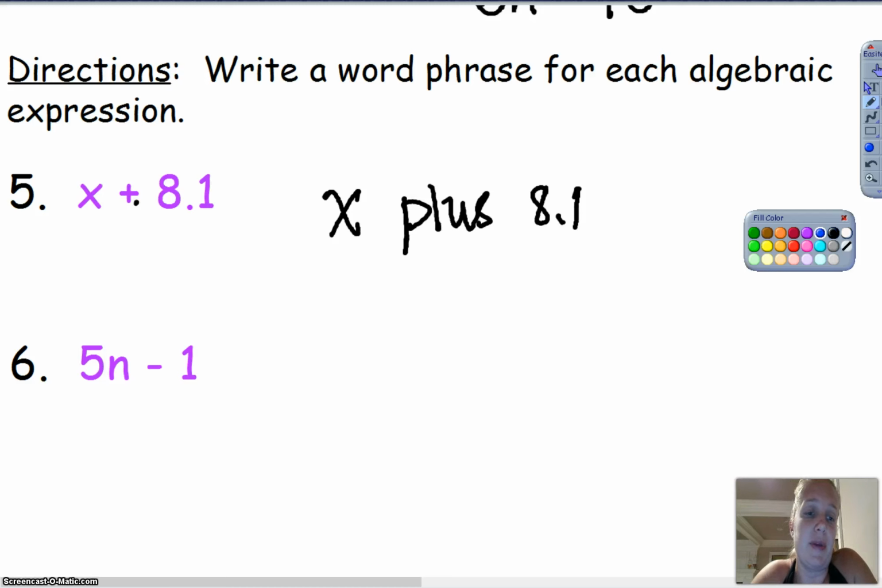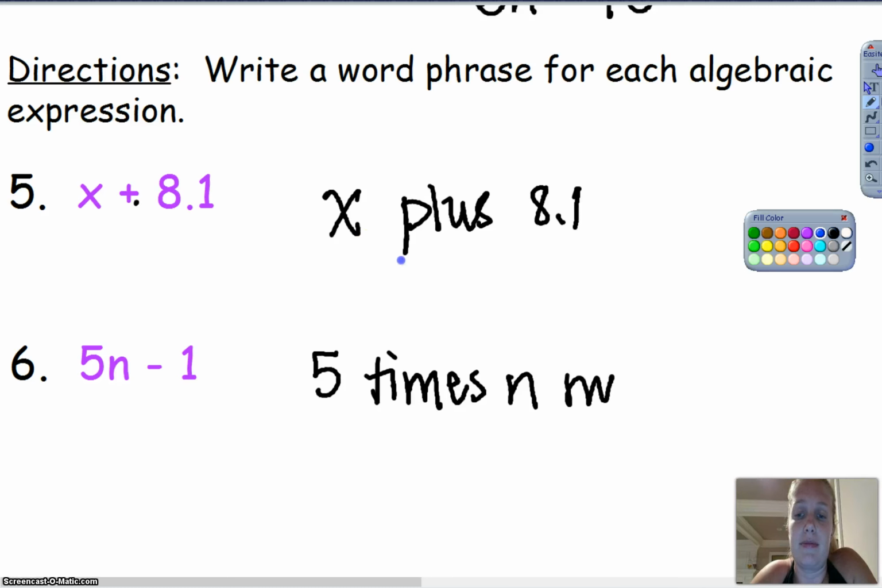Okay, next one, number 6, 5n. So 5 times n. You could also say the product of 5 and n. And then I have minus 1. You could also write less.